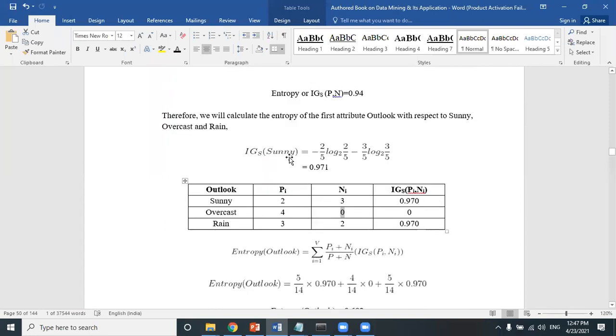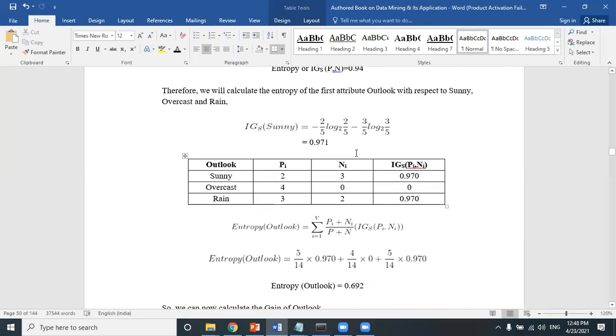So in this respect, we'll again apply this formula for the overcast, and we will get the information gain corresponding to the overcast value of the outlook variable as 0. In the same way, we'll calculate the rain, and we'll get the information gain for the rain value with respect to the outlook attribute as 0.970. So these are the three values that we will receive.